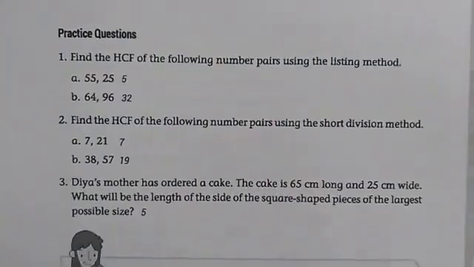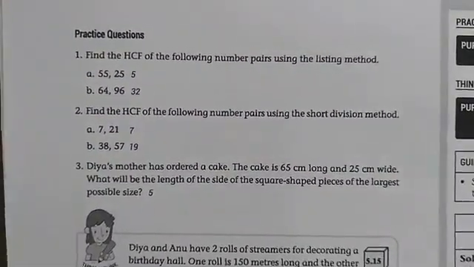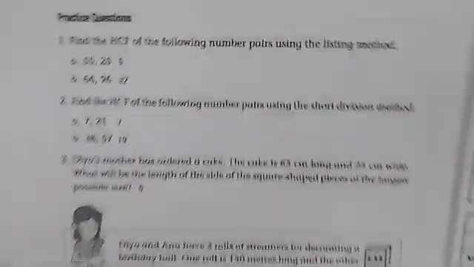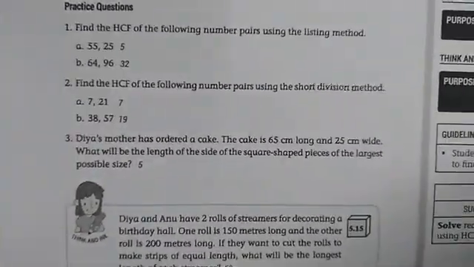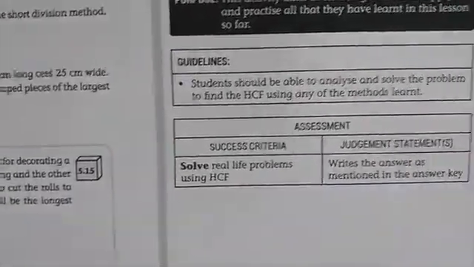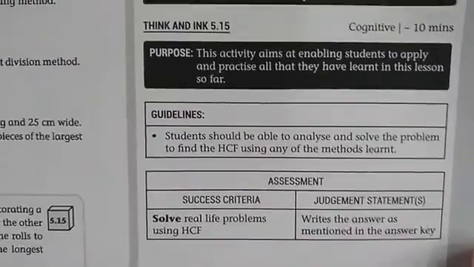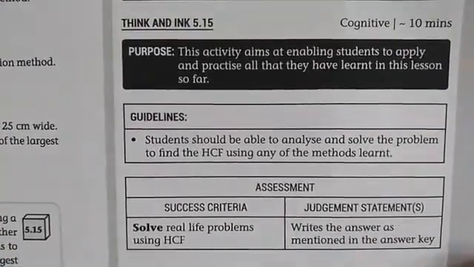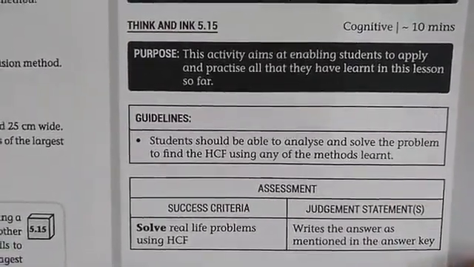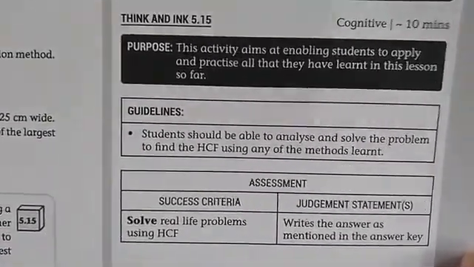These are practice questions. Find the HCF of the following number pairs using the listing method. You can do these practice questions on your own. A student should be able to analyze the above problem to find the HCF using any of the methods learned. Any method you can use.